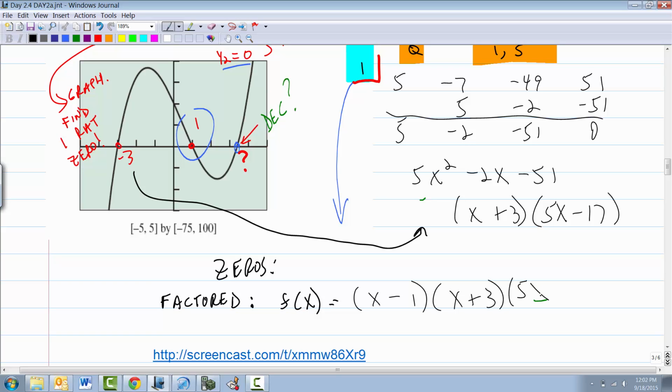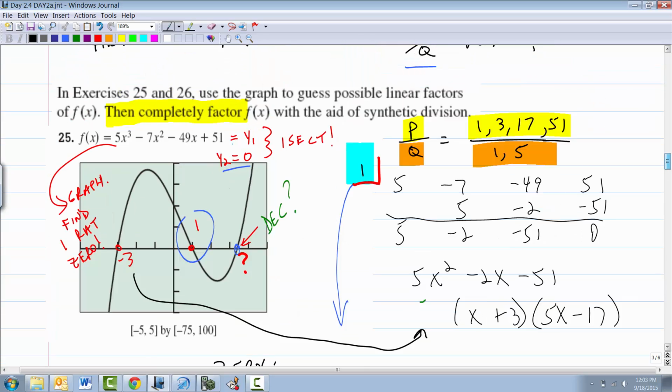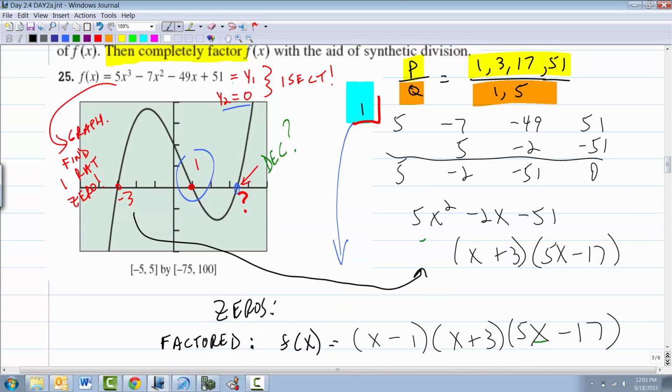By the way, what does that mean? What does that mean the 0 is? 17/5. You have to be careful on finding that 0 because 17/5 does not turn into x minus 17/5. What's the leading coefficient on the question up here? 5. So if you had x minus, x plus, and then x minus 17/5, that doesn't match the question. You have to convert that to 5x minus 17. Does that make sense?